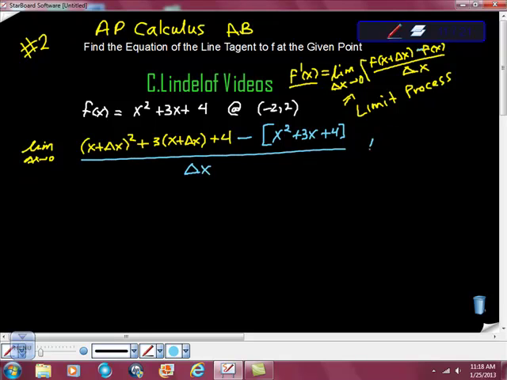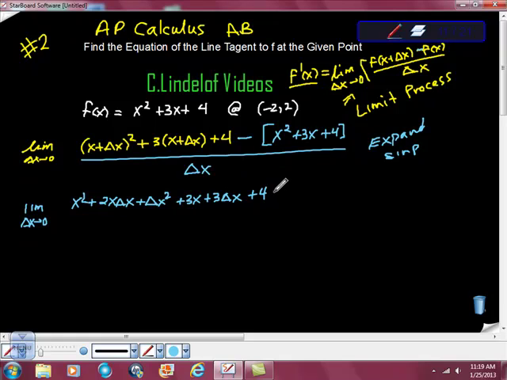Now what I'm going to do here is expand this out and simplify. So the expansion of x plus change in x squared, I'm going to write this limit process again because that's what your reader is going to be looking for. The expansion of this is x squared plus 2x change in x plus change in x squared. I just did FOIL here. I'm going to distribute this 3 in. That gives us 3x plus 3 changes of x plus that 4. I'm going to distribute this negative sign in. That gives us negative x squared minus 3x minus 4 all over change in x.